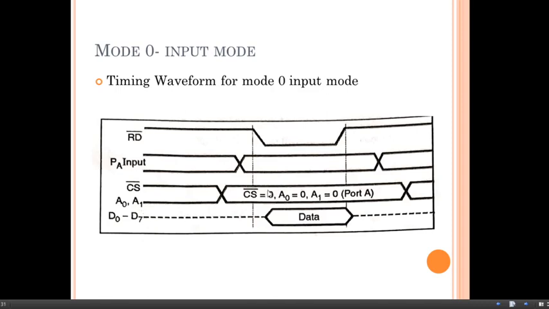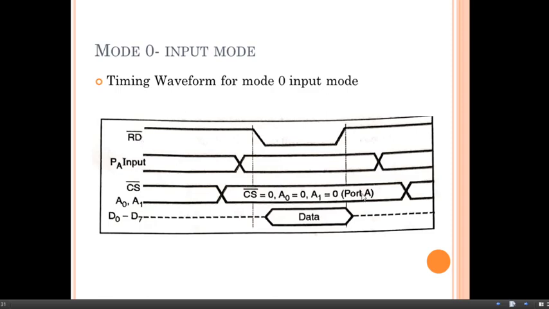So if these three pins are having 0 0 0, in that case our port A is selected. Now here in this case port A is selected if CS bar is 0, A0 is 0 and A1 is 0. So port A is selected as input mode, means port A is acting now as an input port. So after selecting a port, CPU will send the read bar signal to read the data from the external peripheral through the port and data bus.